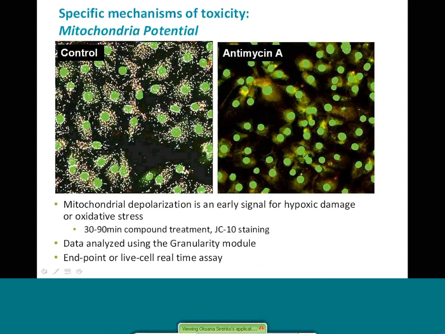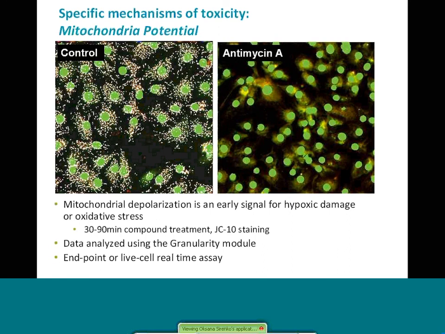Granularity module allows characterization and masking of those different granules and allows quantitation of total number of granules or number of granules per cell, as well as their intensity or area. So you can see again a lot of intact mitochondria in control samples, and with the samples treated with antimycin A, we see only nuclear mass, but not any intact mitochondria left.